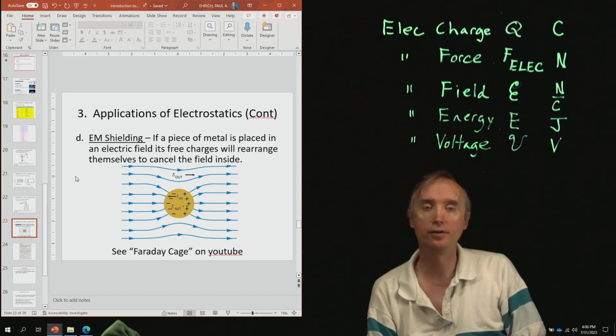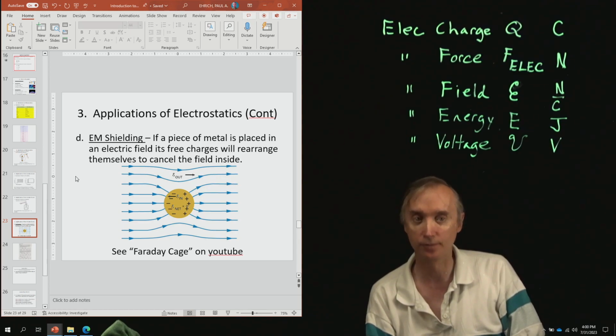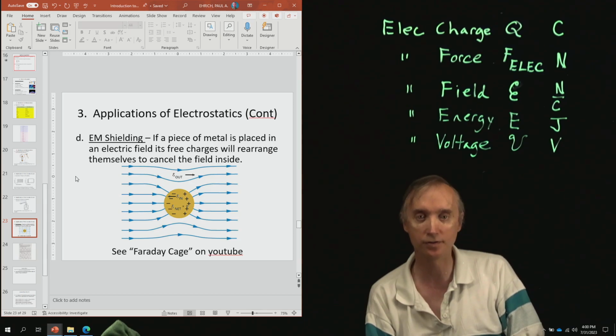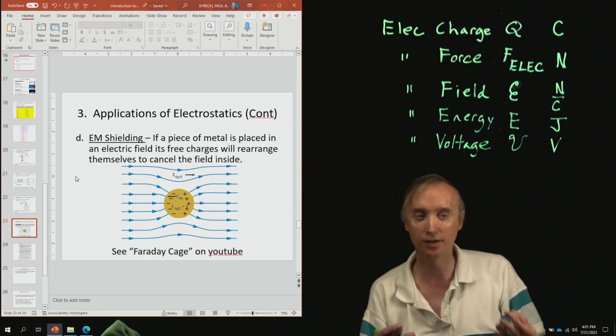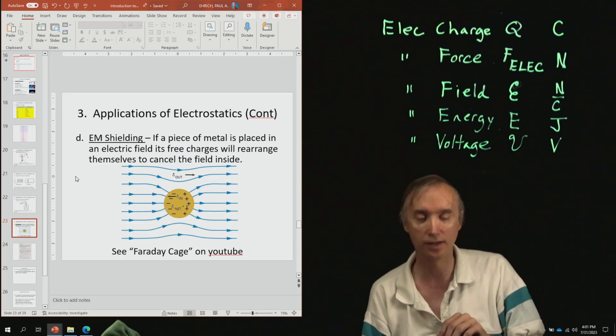Okay, so for our final application of electrostatics, we want to talk about the phenomenon of electromagnetic shielding. Before I talk about it, I need for you to watch a video. See Faraday cage on YouTube. You can find multiple videos of this. The one I wanted you to watch will have a guy inside of an electrical cage, and they're going to shoot bolts of electricity at him.